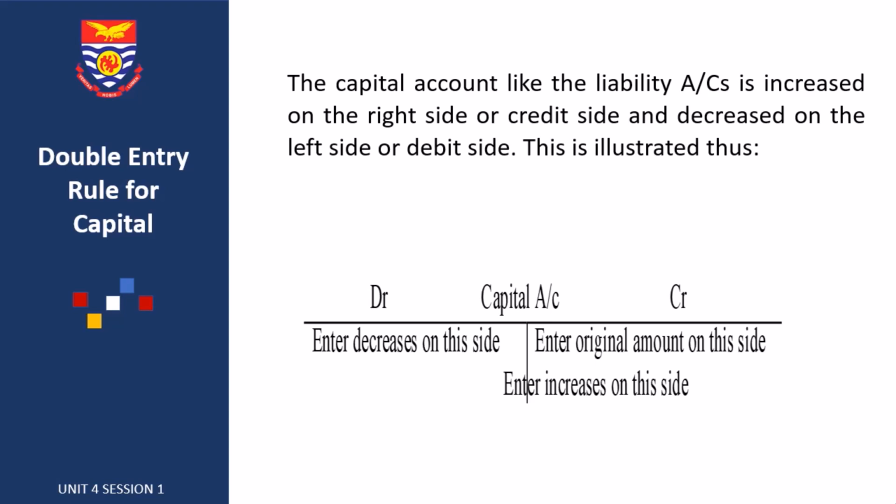Double entry rule for capital. The capital account, like the liability account, is increased on the right side or credit side and decreased on the left side or debit side. So when we record things on the left side, it means that there is a decrease. So we enter decreases or reductions in capital on the left side, whilst on the right side, we enter increases in capital, or we credit increases on the capital account.